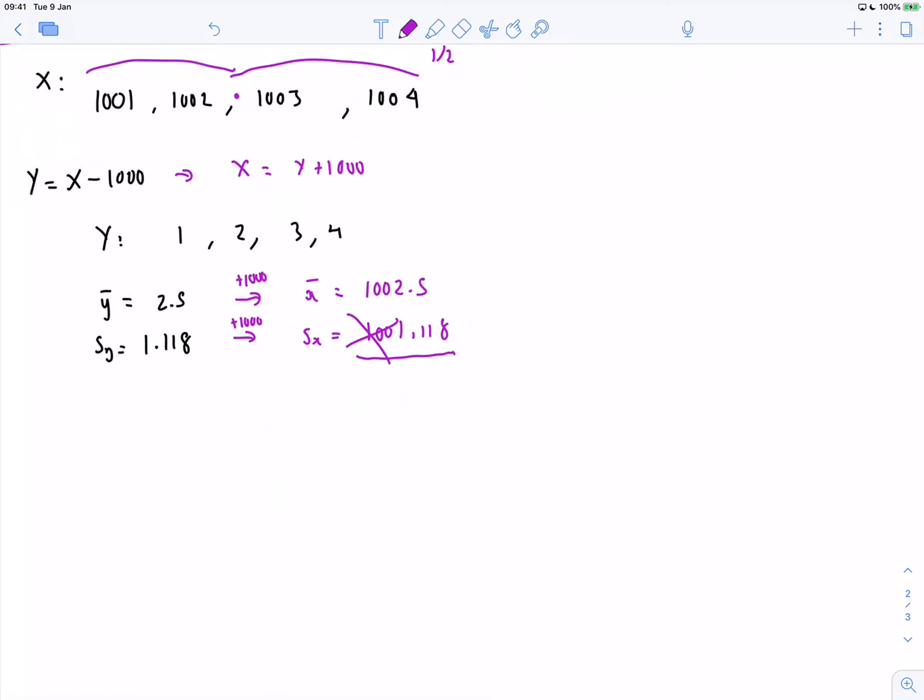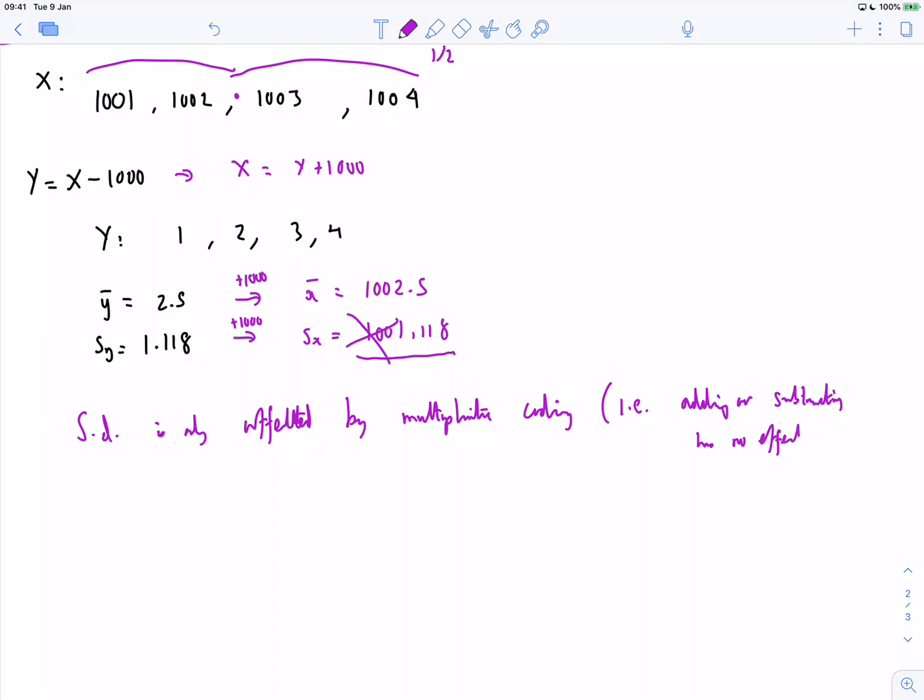What can we take from this? We can take from it that the standard deviation is only affected by multiplicative coding, i.e. adding or subtracting has no effect, whereas the mean is affected by both multiplying and additive coding.